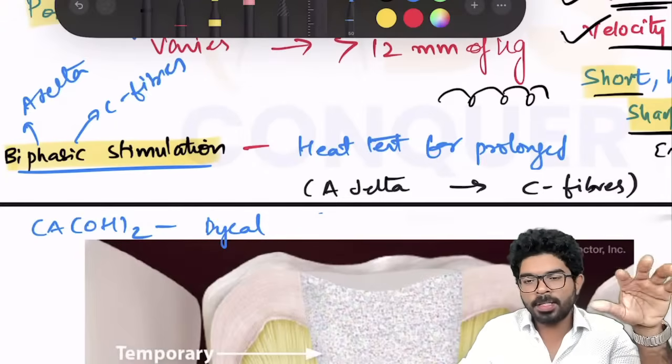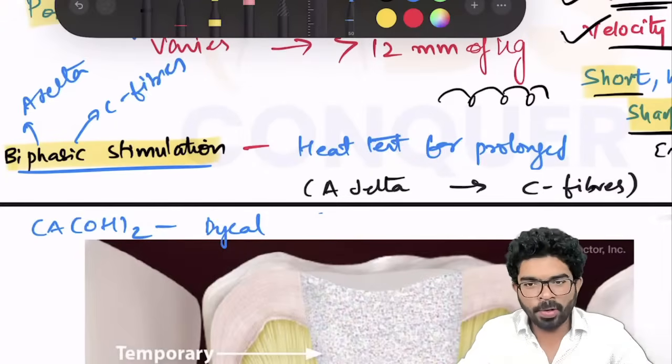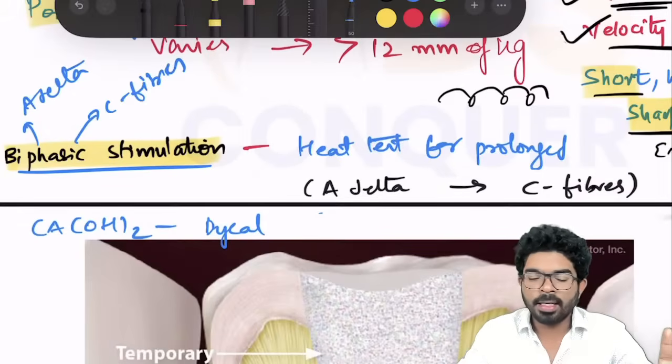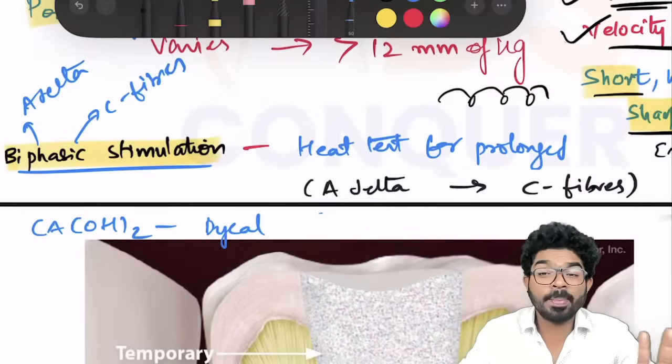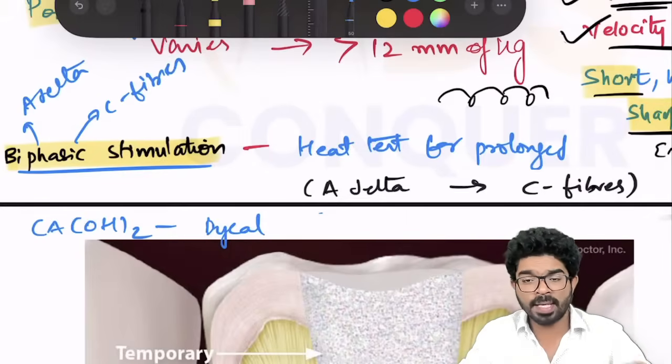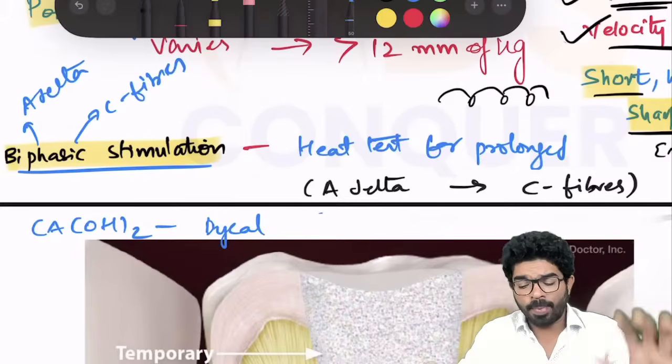So there is a misnomer, pulp vitality. We don't do vitality tests in our departments. Those tests, whatever we are going to do in the departments, are basically pulp sensibility tests. Means you are checking the nerve supply. You are checking the nerve supply.